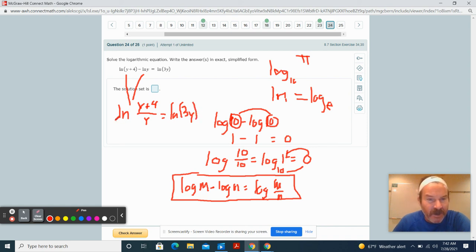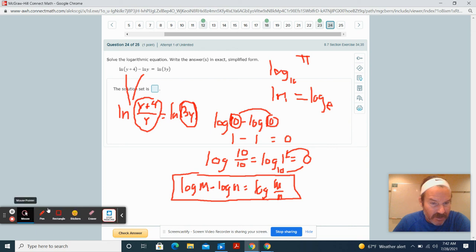So here we have a natural log. We have a log on the left side, and we have a log on the right side. If we have a log on the left side and a log on the right side, these two have to equal each other. Okay, so let me make some space here.